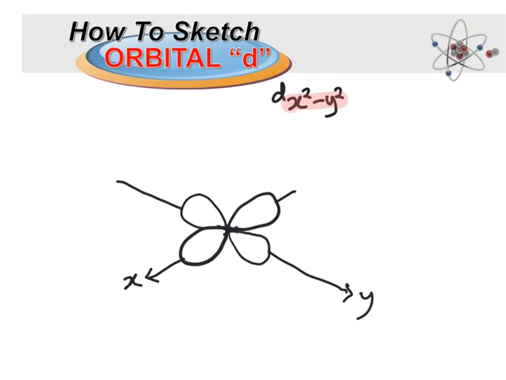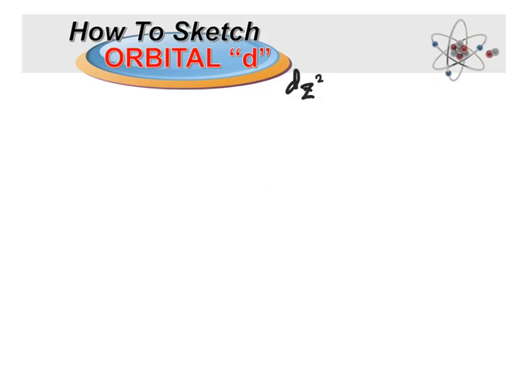Next, draw the z-axis. So we have finished sketching orbital dx squared minus y squared. The last one, orbital d, is dz squared. dz squared is quite different from the other d orbitals because it consists of the lobes and the donut-shaped region. Hopefully, the tips shown later will help you to sketch the dz squared orbital.